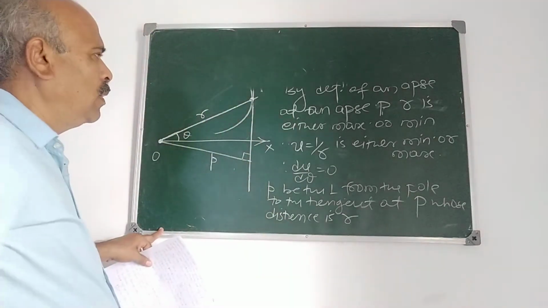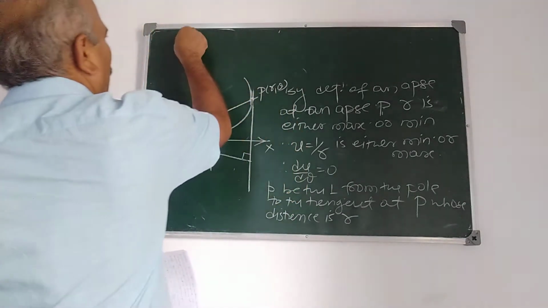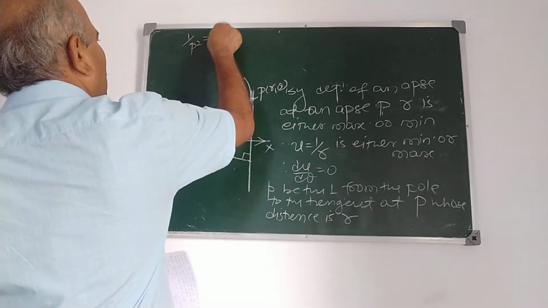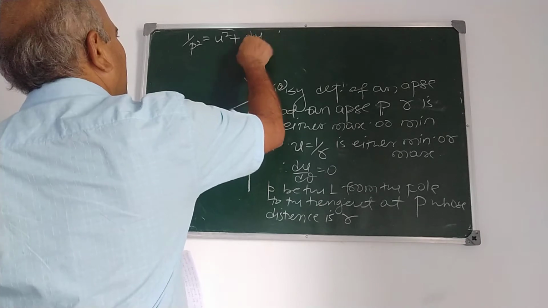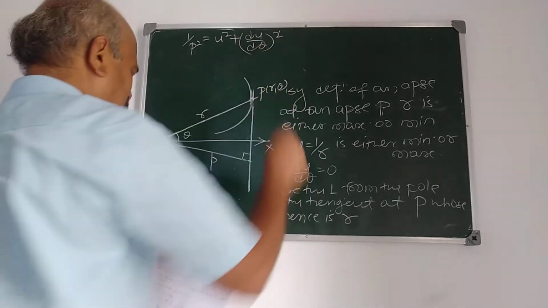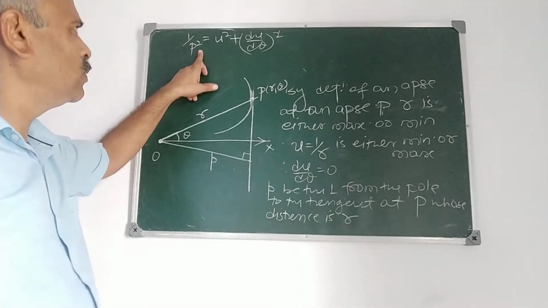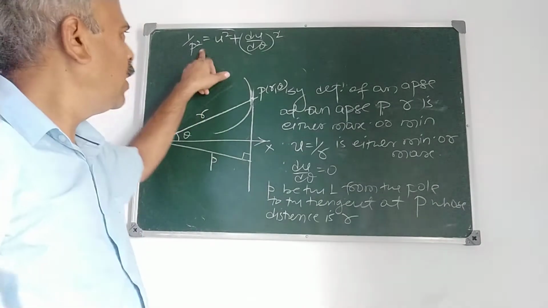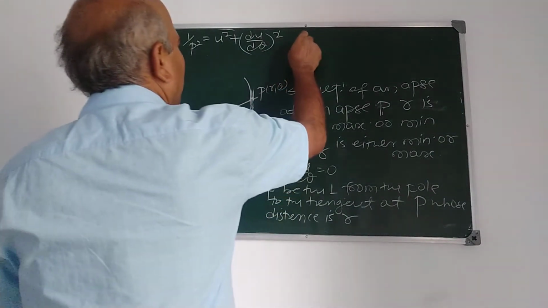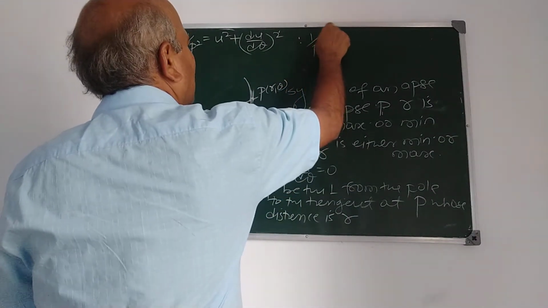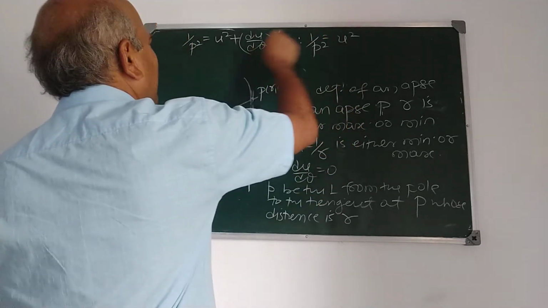We have 1 upon p square is u square plus (du by d theta) whole square. Am I correct? Refer to this one. Many times we came across this result: 1 upon p square is u square plus (du by d theta) whole square. Therefore, 1 upon p square is u square, because du by d theta is 0. I write the p by this.